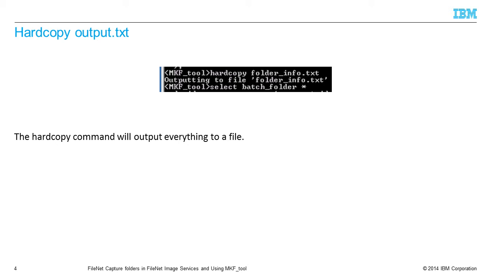Slide 4. The hard copy command is useful in this presentation as it copies all output to a file for later review. It is often easier to use the hard copy command when dealing with large amounts of data. After you run the hard copy folderinfo.txt command, the file folderinfo.txt is created. If you run a command such as select batch folder star a number of times, it returns all contents of the batch folder, but also copies that content into the file folderinfo.txt. The contents of the file may be viewed or printed later.